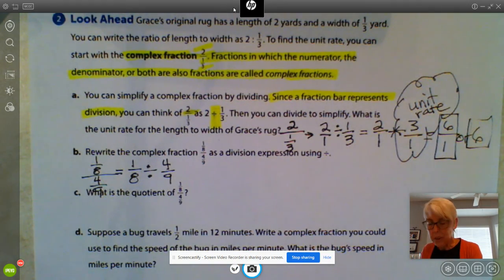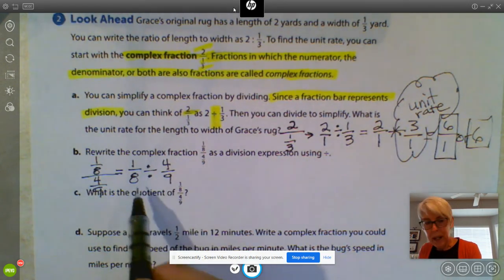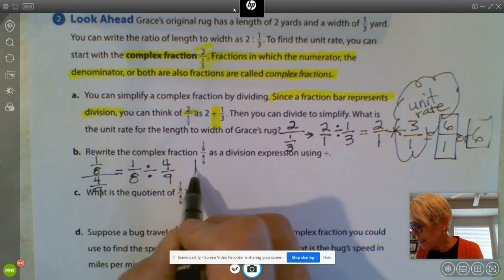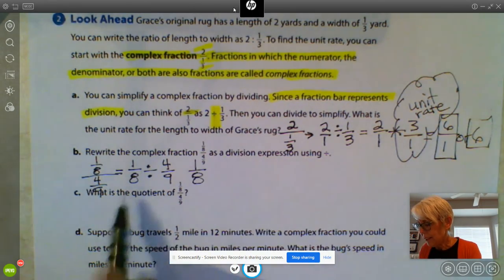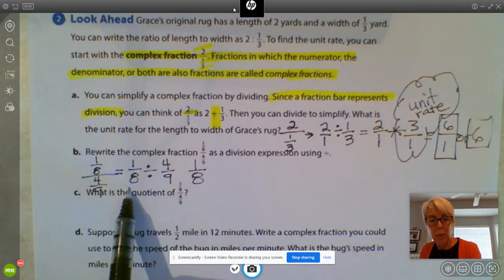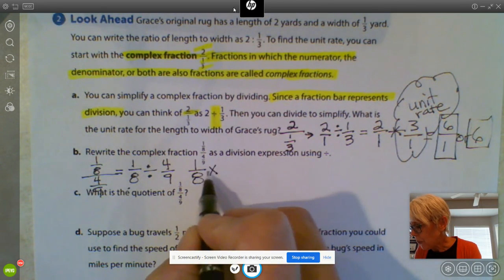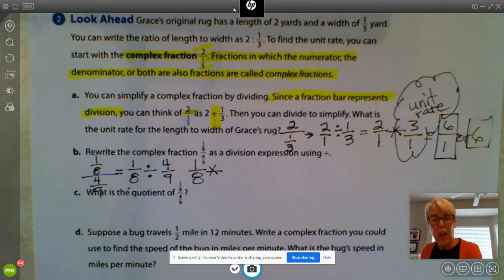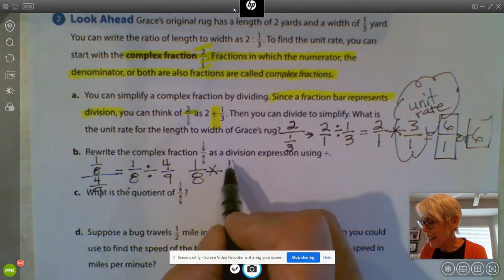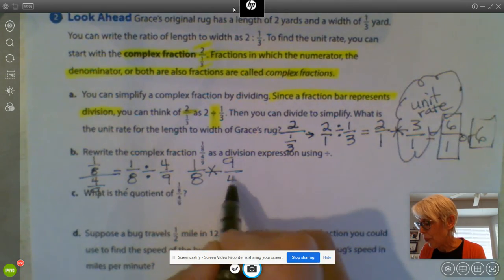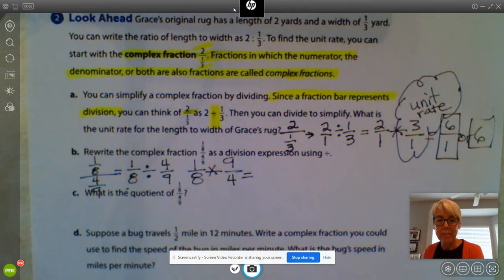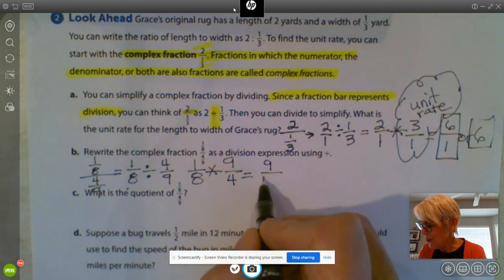So we are going to take this problem and rewrite our 1/8, and we are going to multiply 1/8 by 4/9 standing on its head. So when I stand 4/9 on its head, it's upside down and it becomes 9 over 4. Then it's easy. 1 times 9 is 9. 8 times 4 is 32.